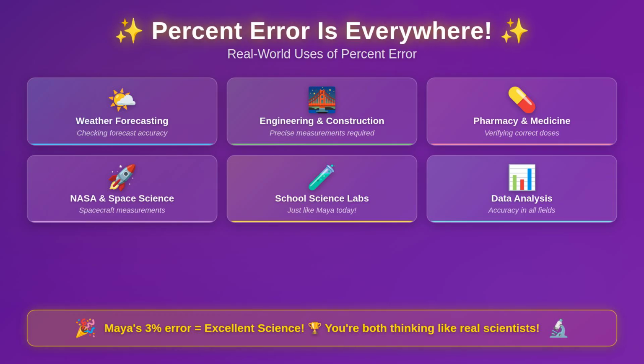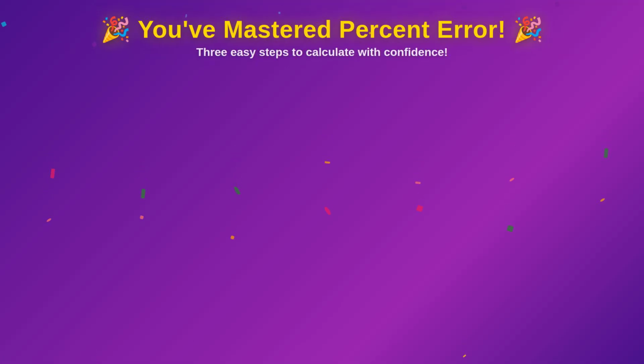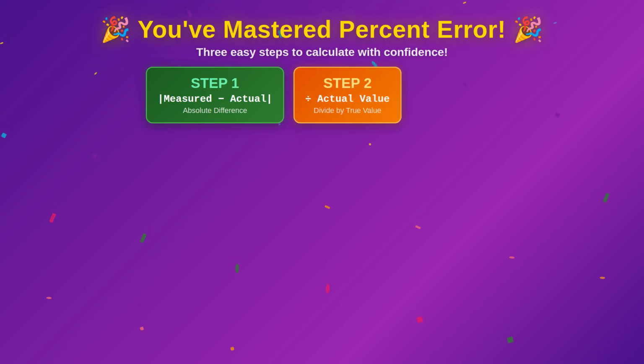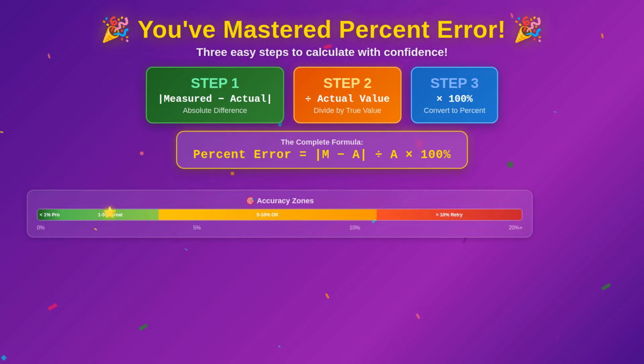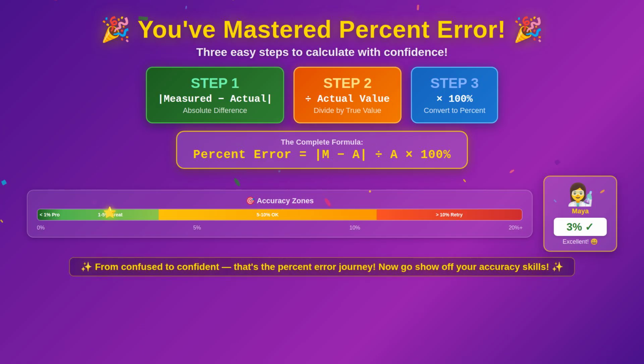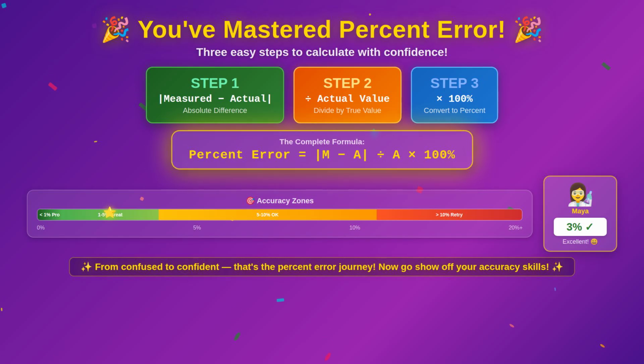Maya started this video confused about whether her 97-degree measurement was good, and now she knows. 3% error is excellent science work. You both should be proud. Look how far you've come. Remember when Maya was staring at her worksheet wondering if 97 degrees was close enough? Now she and you can calculate percent error in 3 easy steps. 1. Find the absolute difference between measured and actual. 2. Divide by the actual value. 3. Multiply by 100%. Keep your percent error under 5% and you're doing great science. Under 1%, you're basically a professional. From confused to confident.